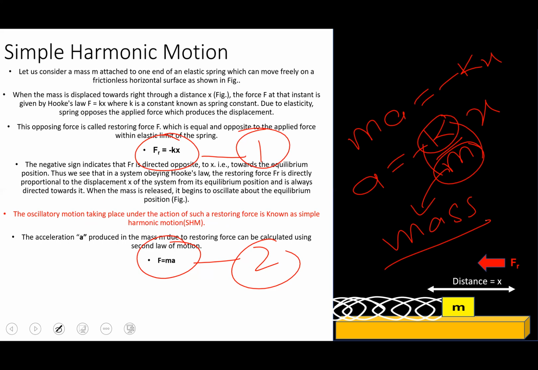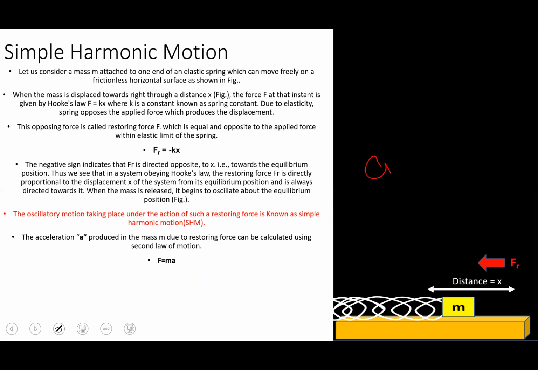Now, if we remove these constant values, what are we left with? We are only left with acceleration, which is directly proportional to displacement, but in the opposite direction. That is why the negative sign is there. Let us read about it.